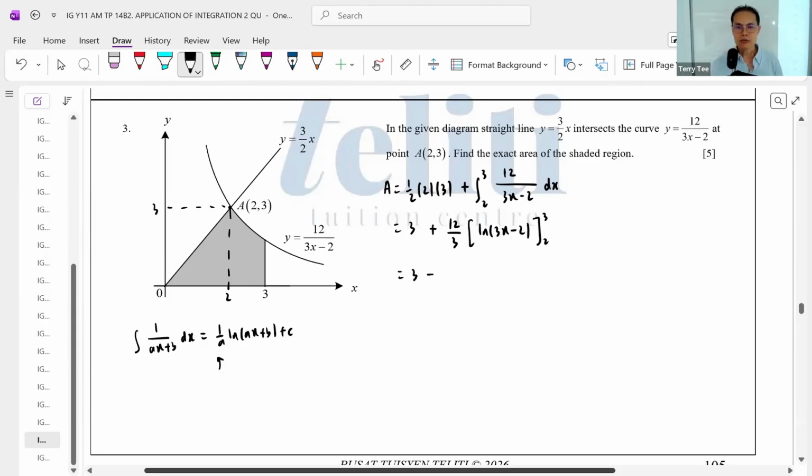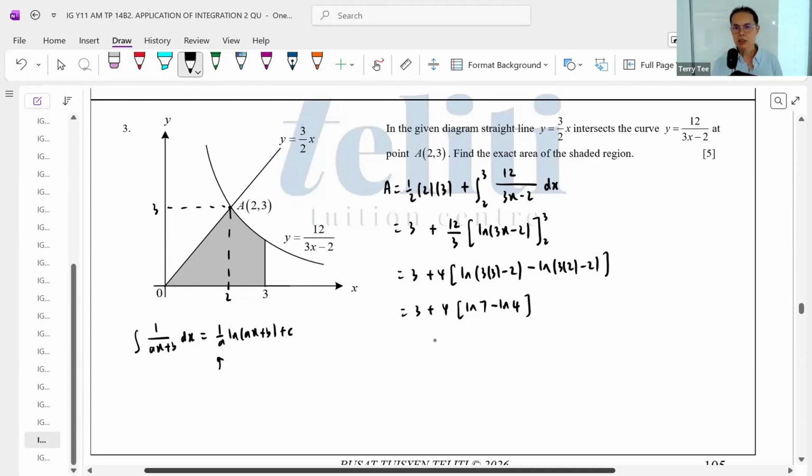So 12 divided by 3 is 4. Let me substitute 3 inside. 3 times 3, you can write 9 actually straight away. And then 3 times 2. Okay, so this is 3 plus 4. 9 minus 2 is 7. 6 minus 2 is 4.